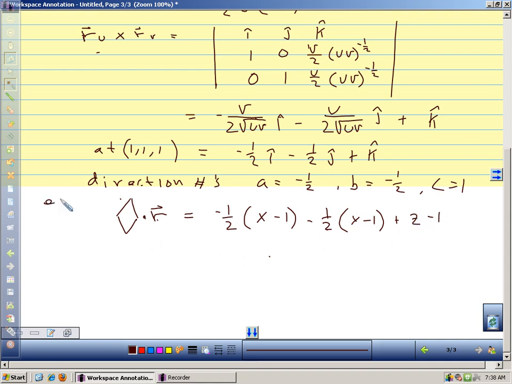So this is our equation of tangent plane. So we do a times x minus x0 plus b times y minus y0 plus c times z minus z0 equals 0. That's our equation of our tangent plane, which here gives minus 1/2 x minus 1/2 y plus z minus 1 equals 0.